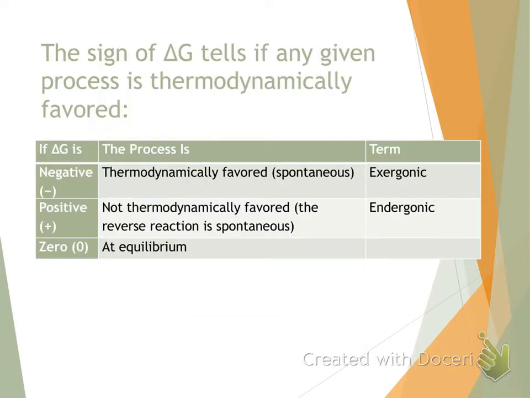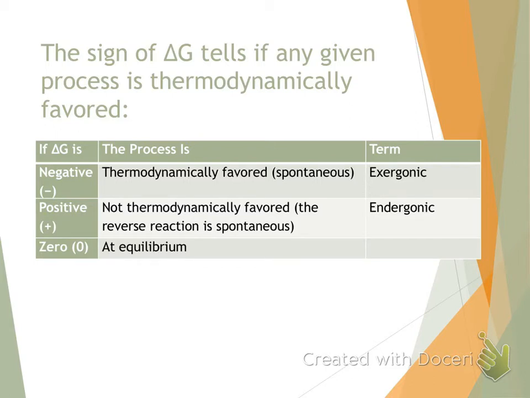Whenever we calculate, the sign of delta G is going to tell us if a process is thermodynamically favorable or not. So we saw this back in our electrochem unit as well. A negative delta G means that our process is thermodynamically favored. Another term that we see for that, in addition to spontaneous, is exergonic. So thermodynamically favorable or negative delta G is exergonic reactions.